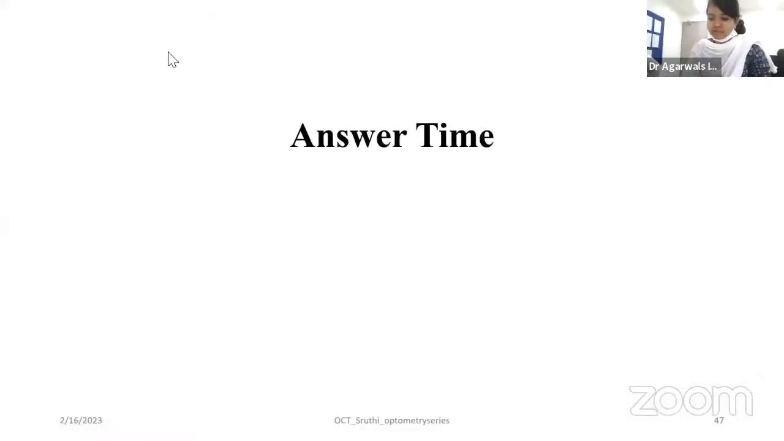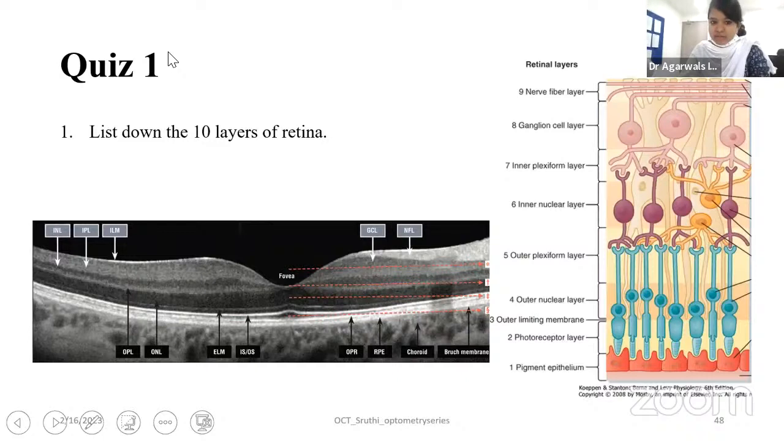Okay, let's see the answers for the quiz asked. The first question: list down the 10 layers of retina. From posterior to anterior, that is from the choroidal part to the vitreous part, we have 10 layers. That is RPE layer, photoreceptor layer, external limiting membrane, outer nuclear layer, outer plexiform layer, inner nuclear layer, inner plexiform layer, GCC, RNFL, and ILM.